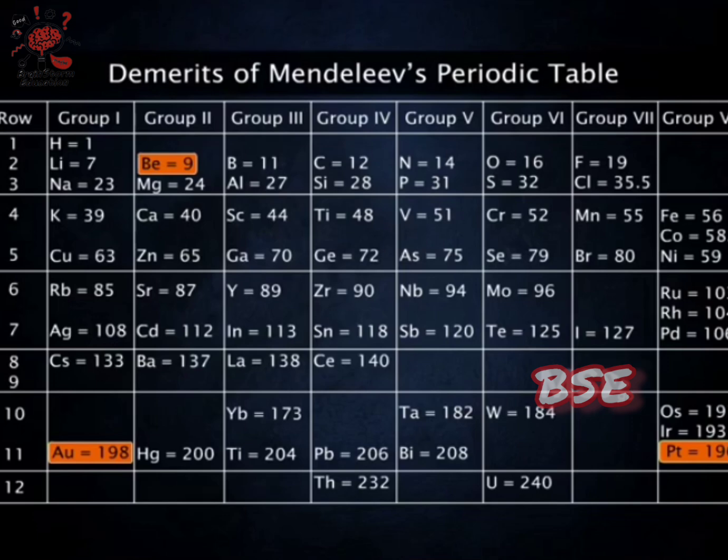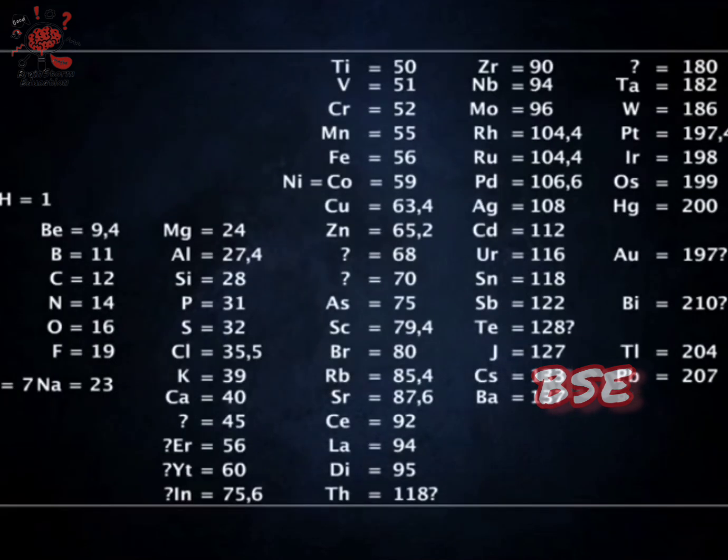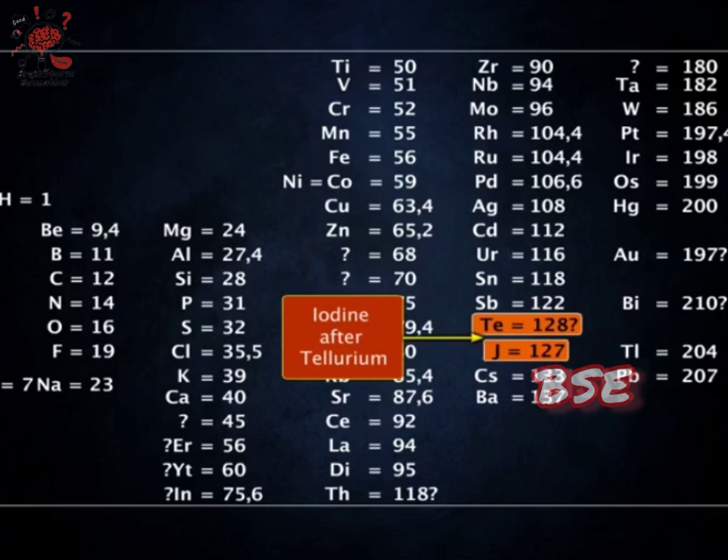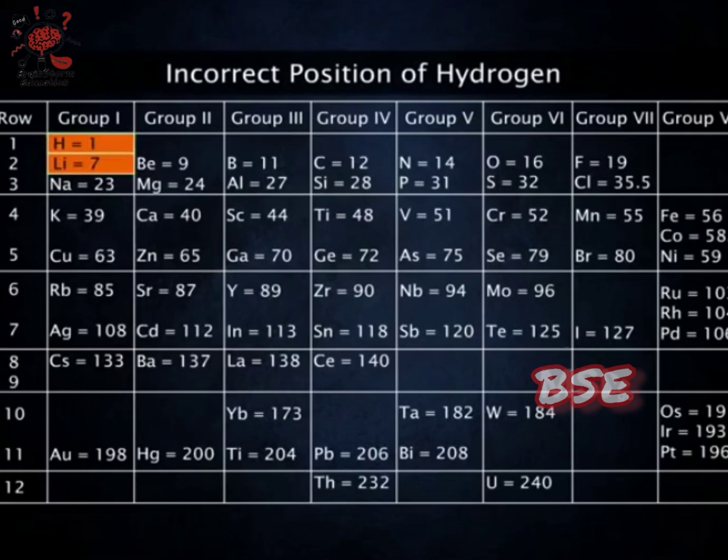Mendeleev's periodic table has some demerits. He placed iodine 127 after tellurium 128. This violates his periodic law based on the increase of atomic weight. Hydrogen is wrongly placed with lithium.